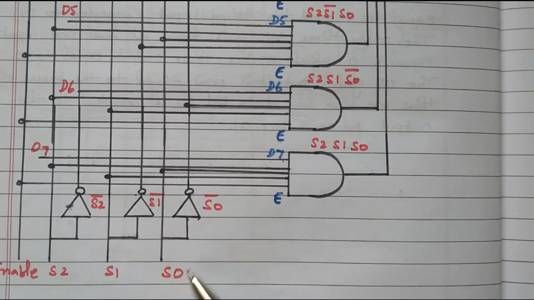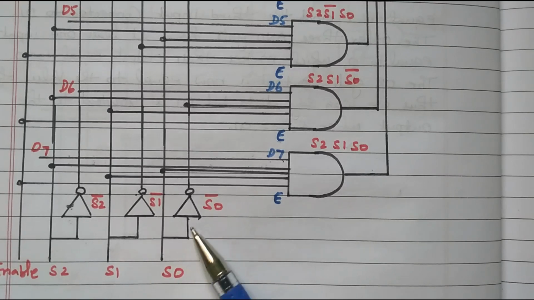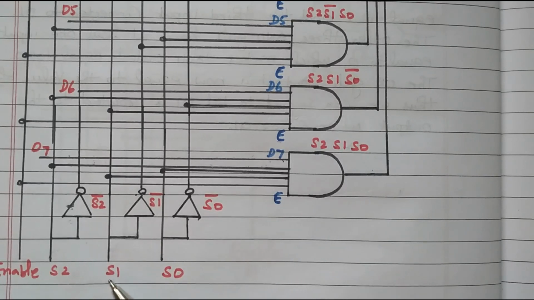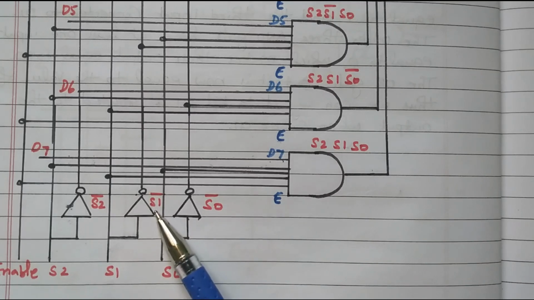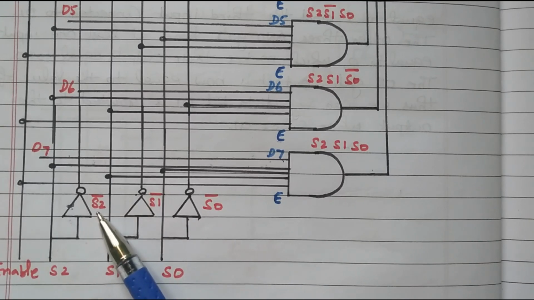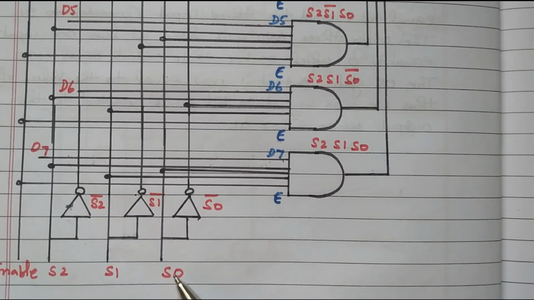So these are the 3 selection lines, S0, S1, S2. From S0 a tapping is taken and connected to a NOT gate, so that we get S0 dash. S1 tapping is taken and connected to a NOT gate, so that we get S1 dash. Similarly, from S2 a tapping is taken and connected to a NOT gate, so that we get S2 dash. So we have S0, S1, S2, and also S0 dash, S1 dash, S2 dash. So there are 6 possible inputs available.